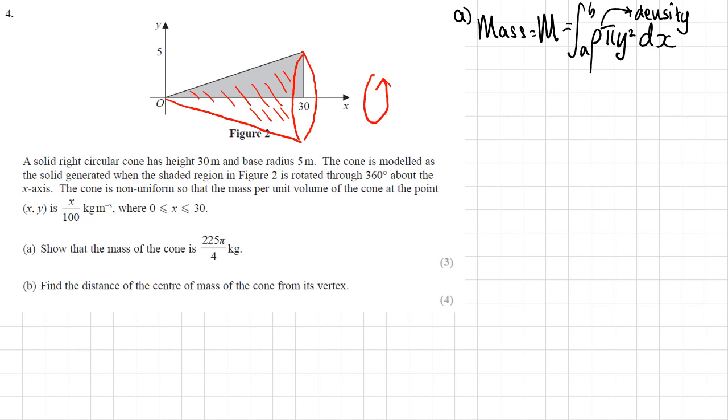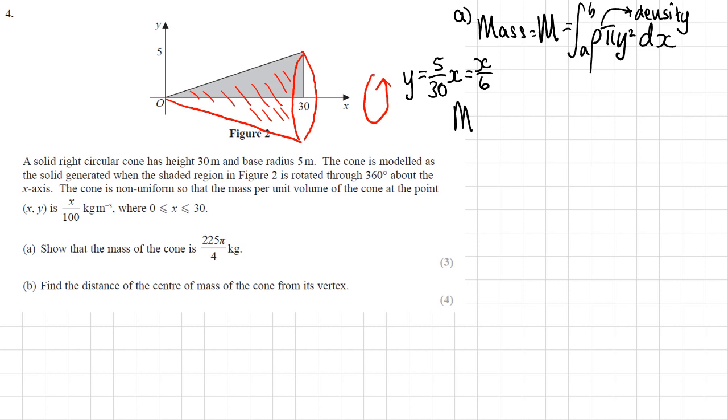So let's find the equation of this. y is going to equal, it's just a straight line here, the gradient times x plus the intercept, where the intercept is 0. The gradient will be the change in y over the change in x, so that's 5 over 30, which I can simplify to 1/6, so y = x over 6.